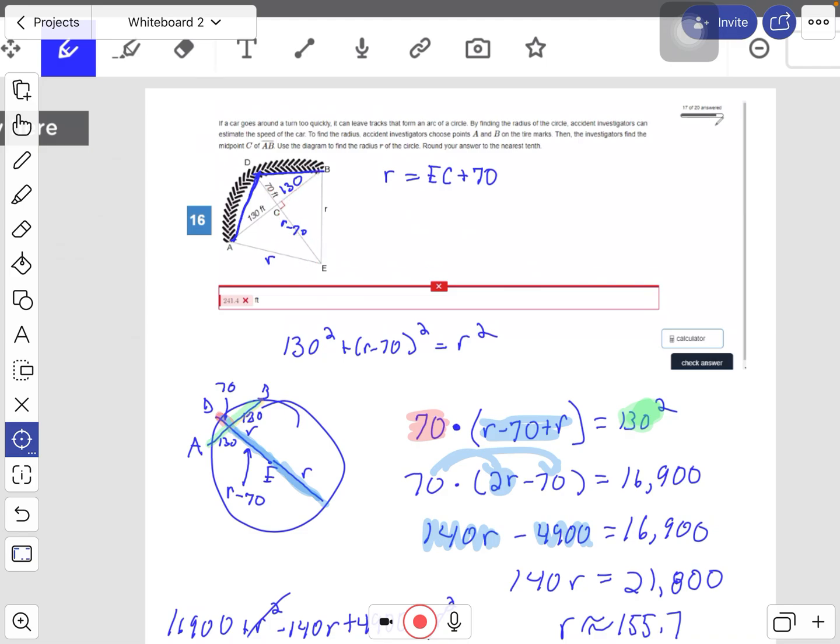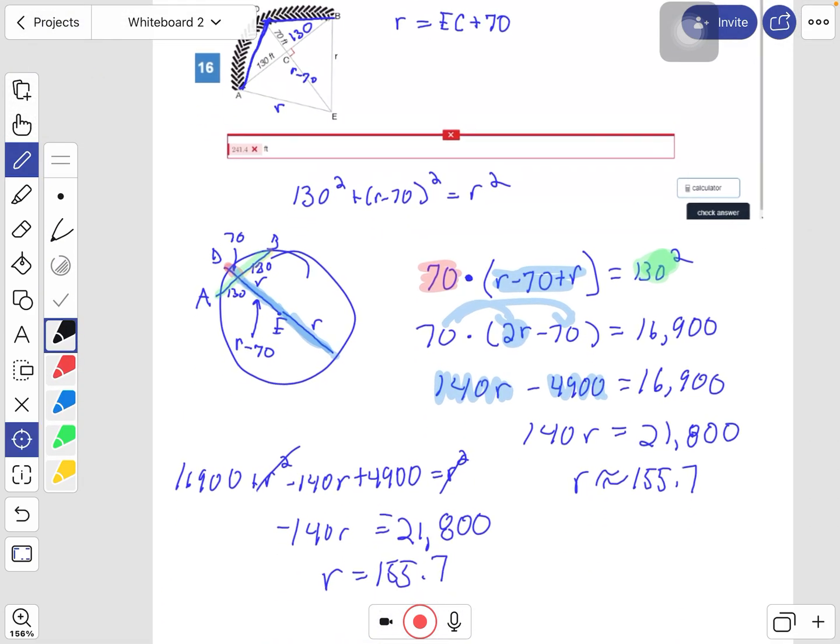So I have 130, and then add r minus 70 squared, and then that would be equal to the hypotenuse r squared there. And then expanding the polynomial that results on the left gives me 16,900 plus r squared minus 140r plus 4,900. Luckily, the r squareds go away. They don't hang out for very long. I end up with almost the exact same equation as on the right. So I got, again, about 155.7 as the response.